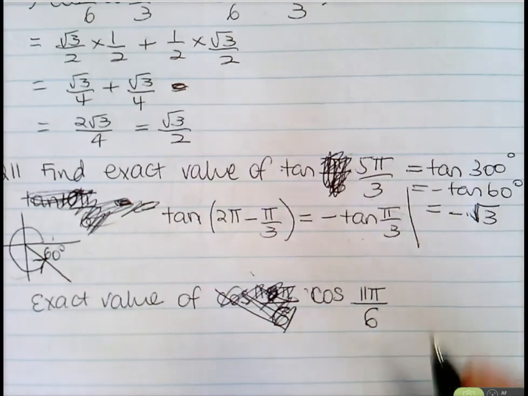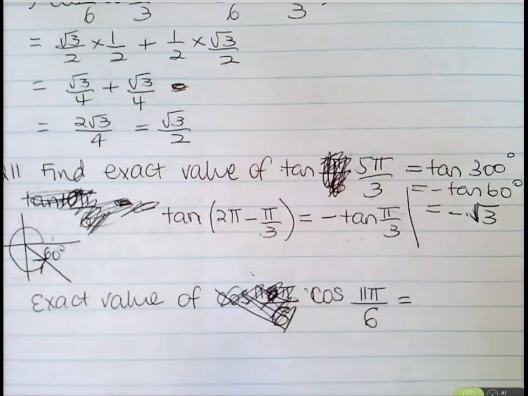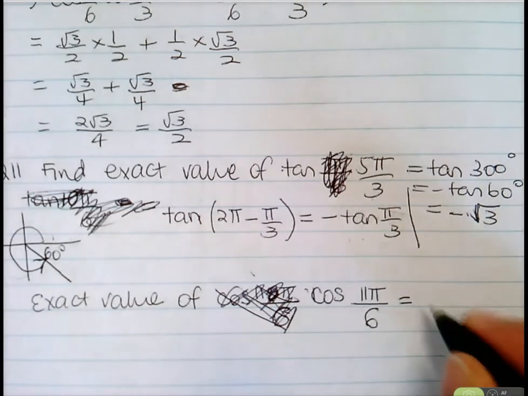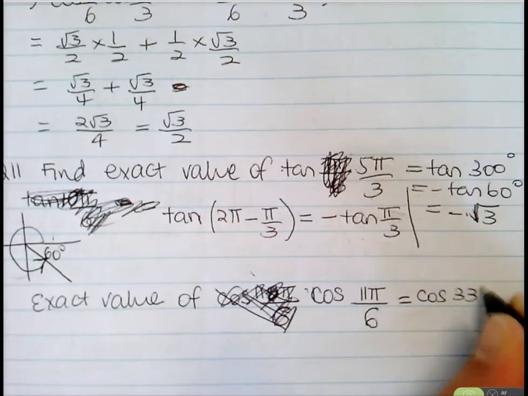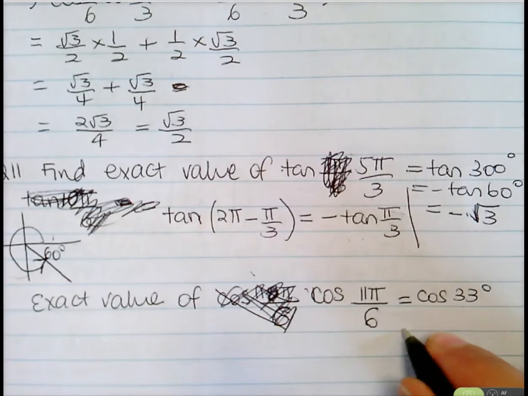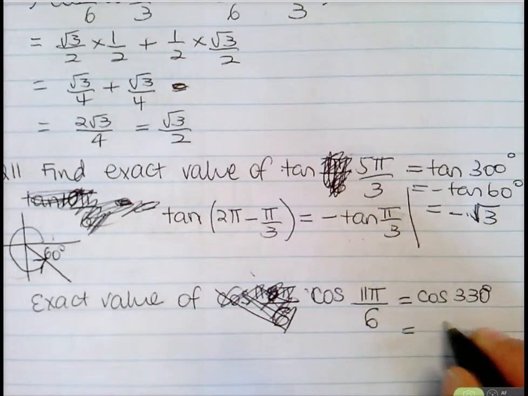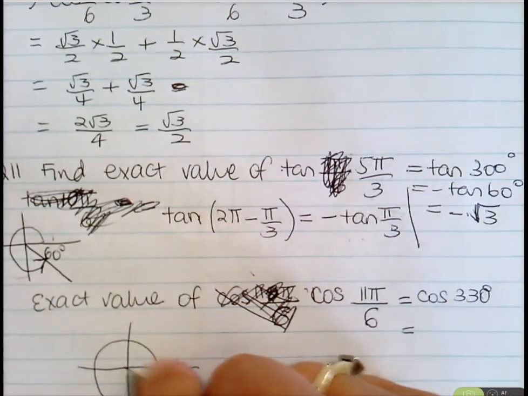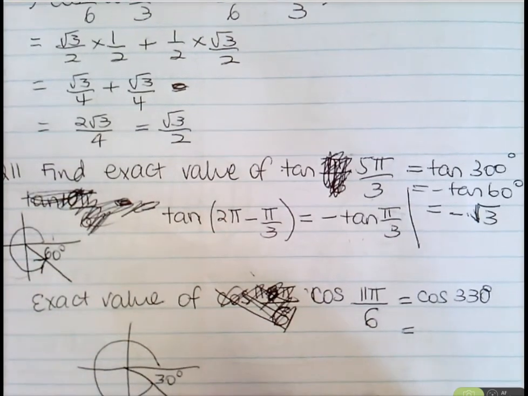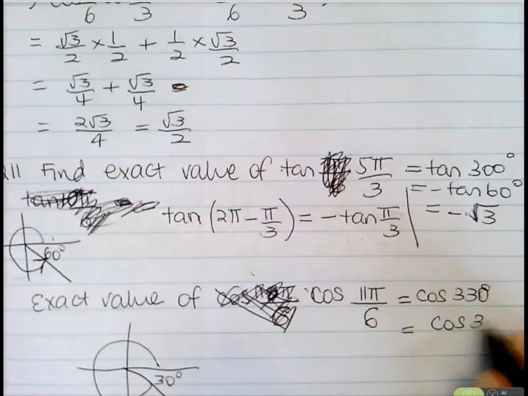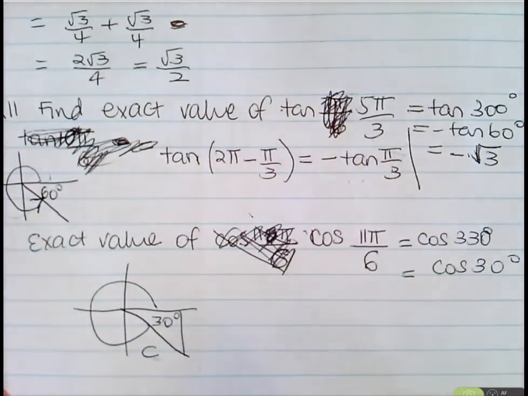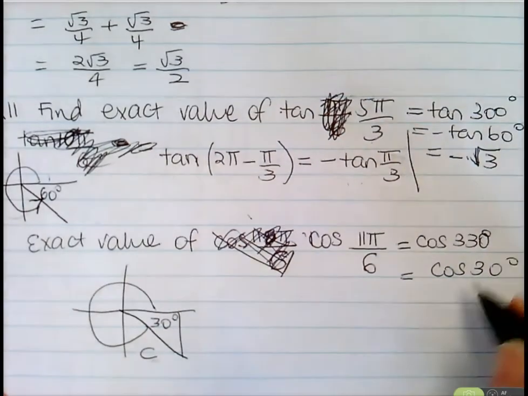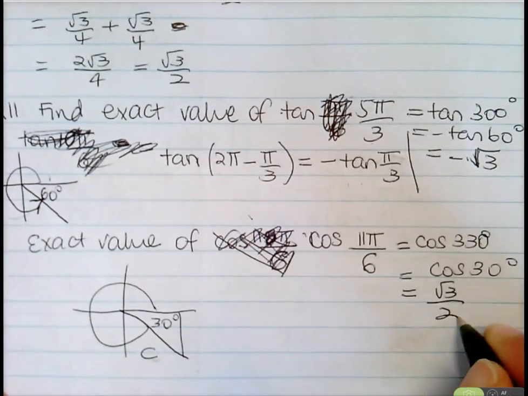All right? Cos of 11 pi on 6. Yeah, it's cos of 330, because it's 11 lots of 30, which happens to be quadrant 4, 330 here. All stations to central, it's cos 30. Because, look, that little acute angle, your little butterfly, is 30. Equals root 3 on 2.